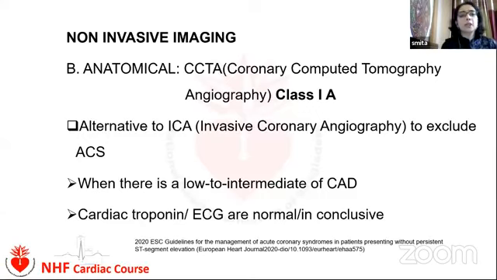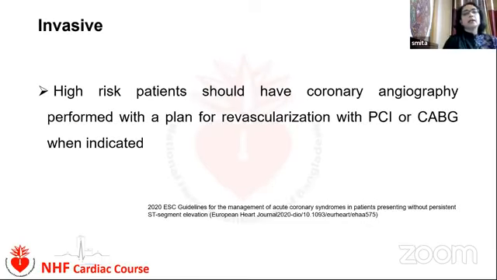Among the non-invasive anatomical imaging, the ESC guideline also recommends coronary computed tomography angiography in patients when there is a low to intermediate likelihood of coronary artery disease and cardiac troponin or ECG are normal or inconclusive, or it can be used as an alternative to invasive coronary angiography to exclude acute coronary syndrome. Regarding the invasive strategy, high-risk patients should have coronary angiography performed with a plan for revascularization with PCI or CABG where indicated. Detailing of invasive strategy will be discussed in our next segment.